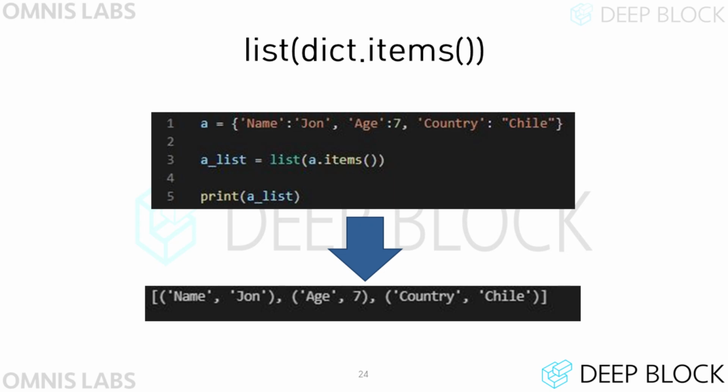Earlier, we learned that by using the items method, we can convert any dictionary into a sequence of items. However, since this type is different from list, if we put it as an argument to the list function, we can return a list consisting of tuples of keys and values.